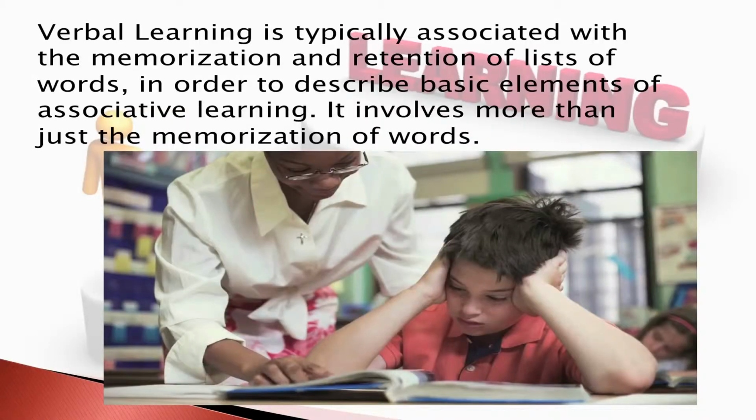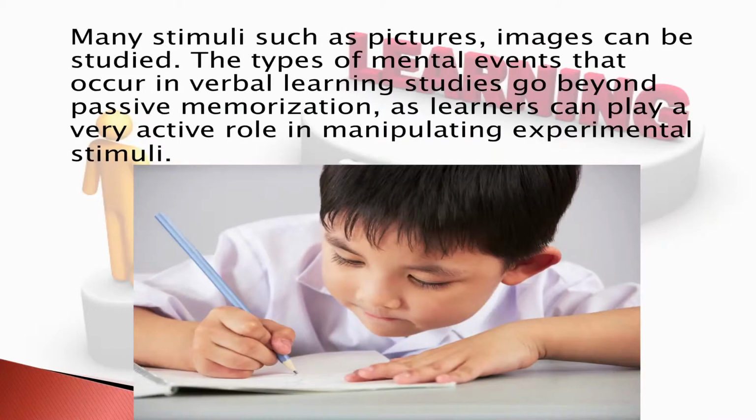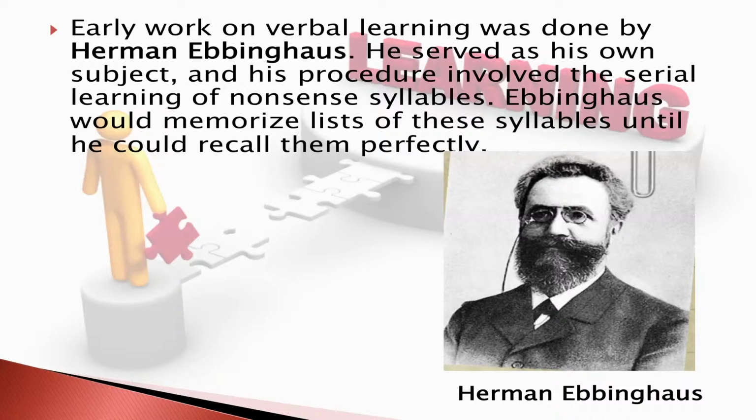Verbal learning is typically associated with the memorization and retention of lists of words in order to describe basic elements of associative learning. It involves more than just the memorization of words. Many stimuli such as pictures and images can be studied. The types of mental events that occur in verbal learning studies go beyond passive memorization, as learners can play a very active role in manipulating experimental stimuli. Among early studies on verbal learning, Hermann Ebbinghaus involved the serial learning of nonsense syllables in his procedure. Ebbinghaus would memorize a list of these syllables until he could recall them perfectly.